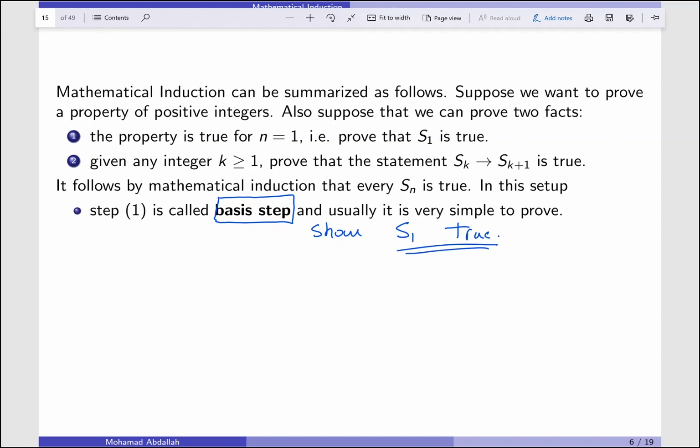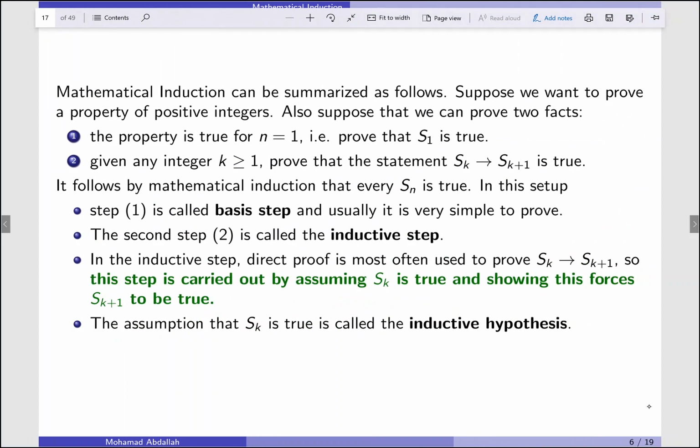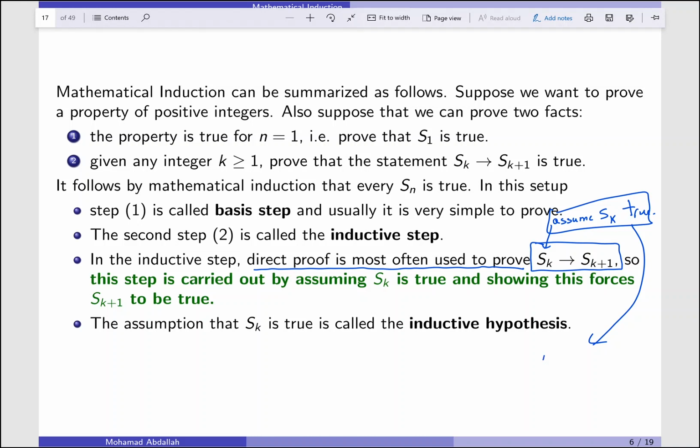Then we move to the second step. We call it the inductive step. Well, in the inductive step, we will use mostly direct proofs. Direct proof is most often used to prove this conditional: Sk implies Sk plus 1. So again, here we assume that Sk is true, and we want to show that S sub k plus 1 is true. Now, when you assume that Sk is true, this is called the induction hypothesis.